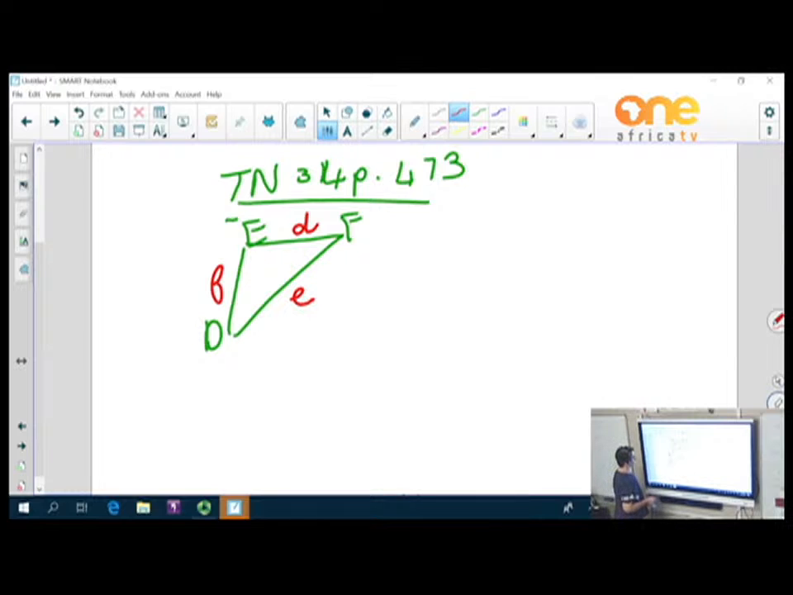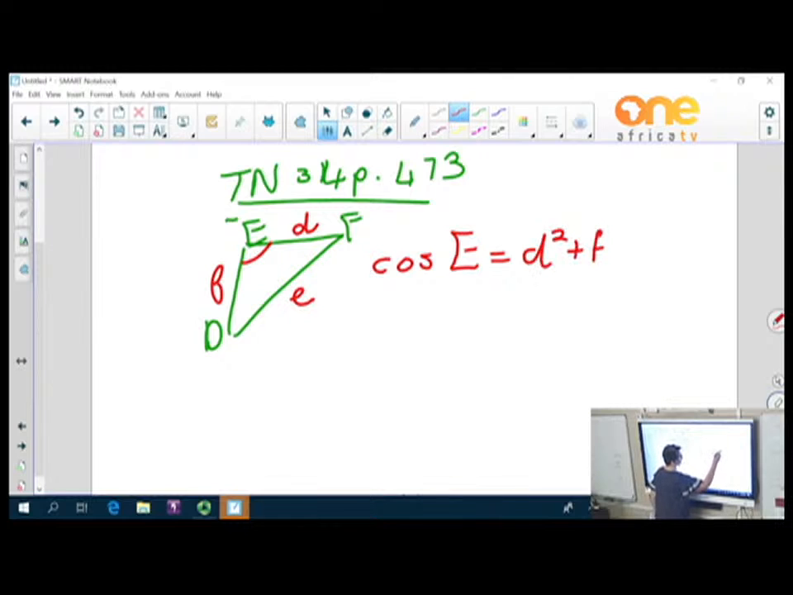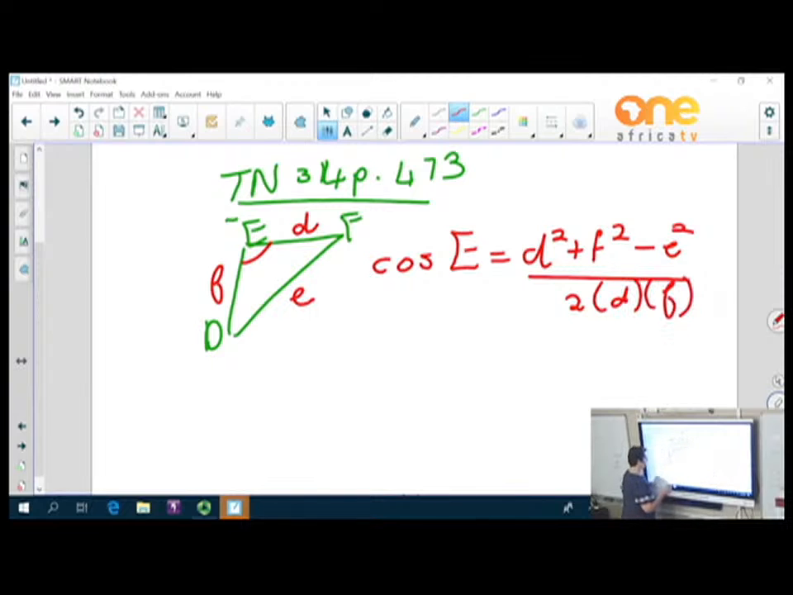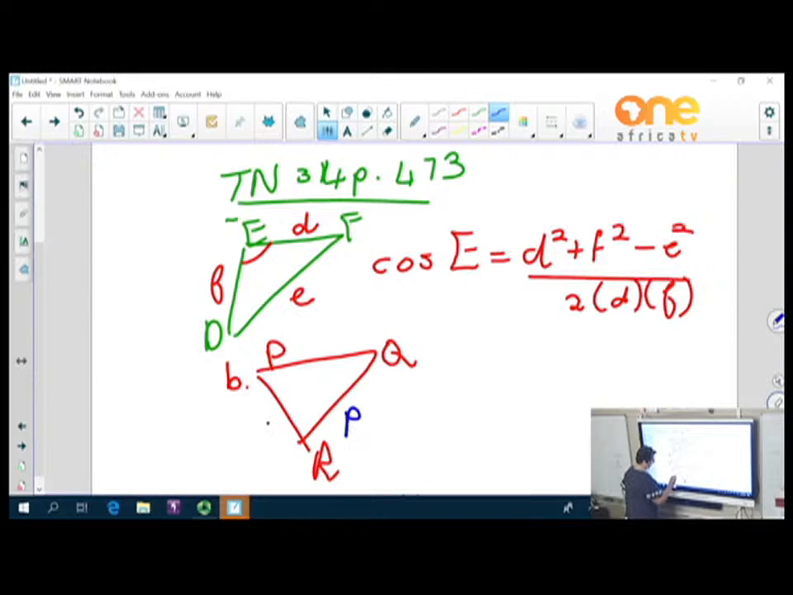So if I want to find the angle, let's say I want to find E, then I will say that cosine E is equal to those two sides you're going to add, so D squared plus F squared. The one opposite the angle is the one that you're going to subtract, over 2 times D times F, the cosine rule to find the angle. Number B, this is PQR. So this is P, this is Q, that one is R.